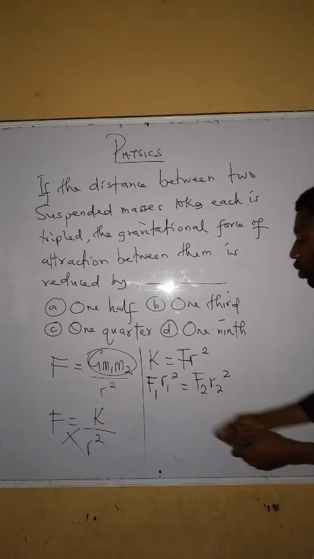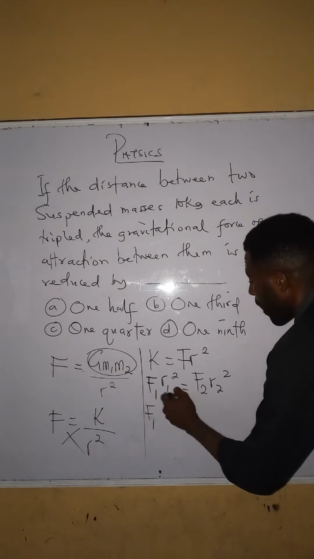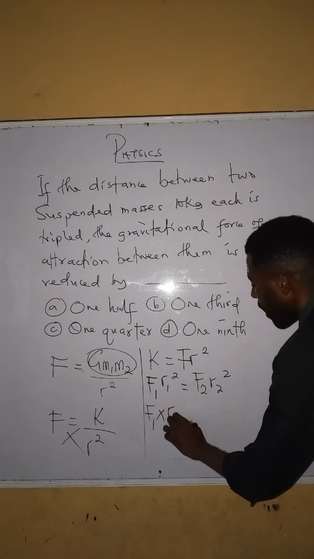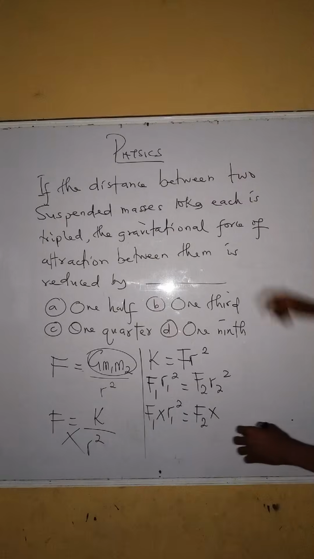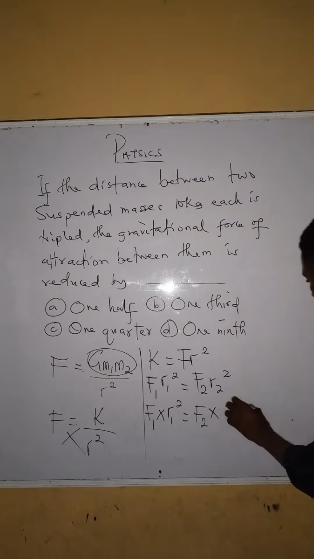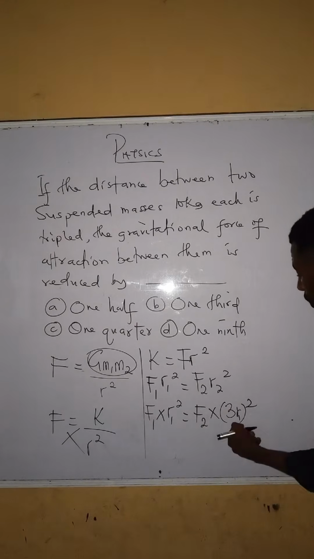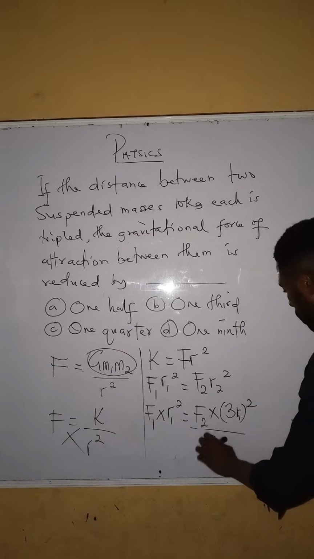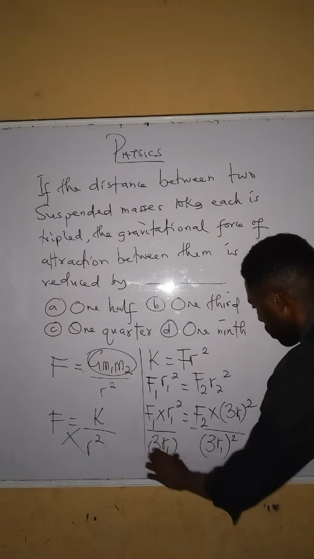If I expand this law, so F1, I'm looking for what? F2. So my F1 remains F1, my R1 remains R1 squared. I'm looking for F2. Then what happens? The distance between them is tripled. So that is 3R all squared. Okay, that is triple, that is 3 times the first distance. I'm going to divide both sides by 3R1 all squared over 3R1 all squared.